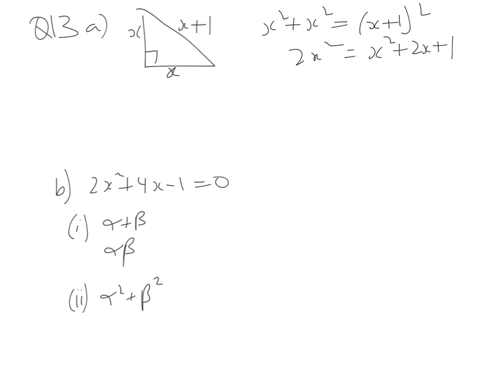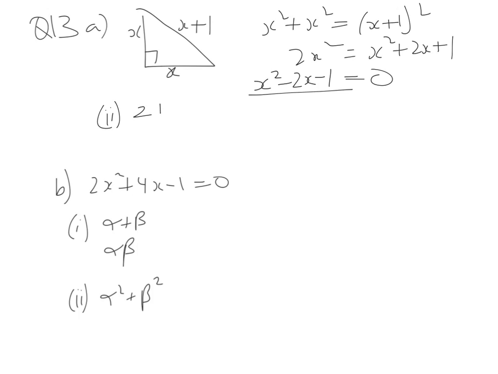Bring everything over one side, take away an x squared from both sides. Take away 2x from both sides and take away 1 from both sides, which is part 1, which was required. Now part 2, find the length of the hypotenuse. So this is a quadratic that can't be factorised, so we're going to either complete the square or use the quadratic formula. So let's use the quadratic formula.